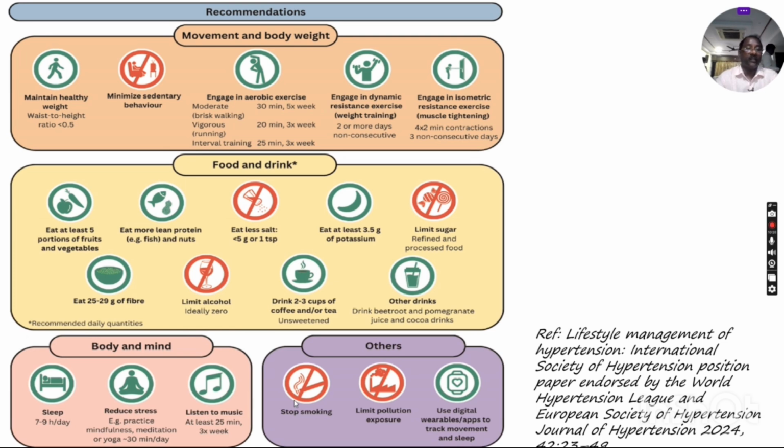And then body and mind: sleep at least 7 to 8 hours, meditation, mindfulness, listening to music, and avoidance of smoking in any form, which is dangerous. Avoidance of smoking is good. And then pollution-free exposures. So these are the very, very important lifestyle measures. Very easy to say, but very, very difficult to practice. But these are very important for all diabetic and hypertensive patients to keep their blood pressure and blood sugars under control.